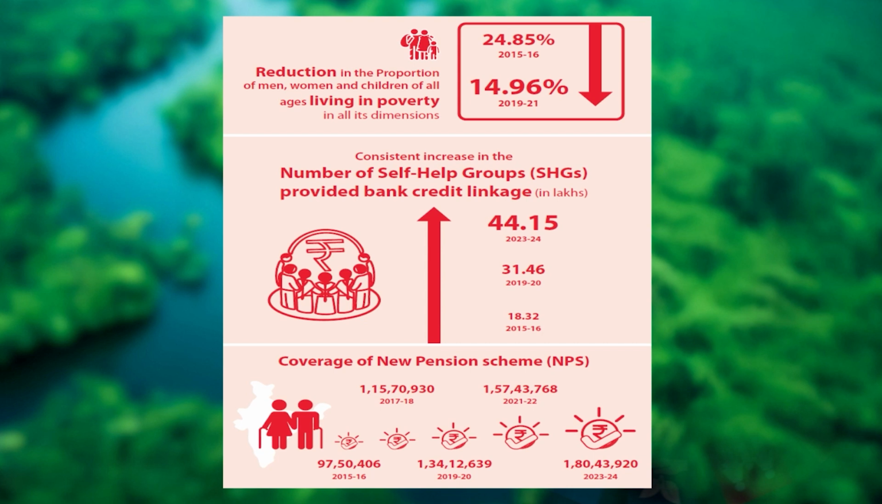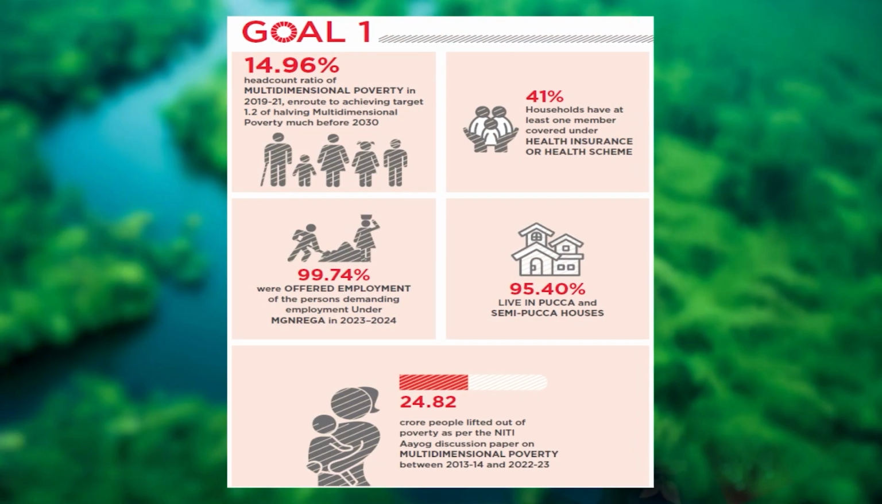Self-help group credit links are increasing in the same way, in terms of lakhs: 18.32 lakhs in 2015-16, now 44.15 lakhs in 23-24. Likewise, as I mentioned, new coverage in the new pension scheme and PAs has also increased this much: 97 lakh 50,406 to 1 crore 80 lakh 43,920 in 23-24. Again, if you look into the headcount ratio, as I also explained a few minutes back, we have only 14.96%. That is our target we are achieving soon.